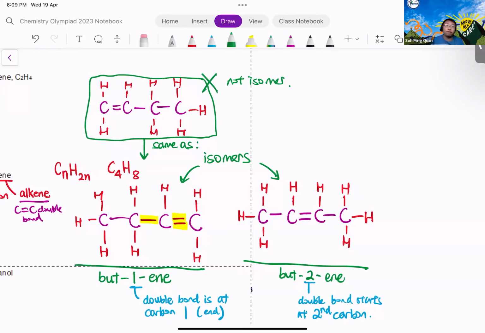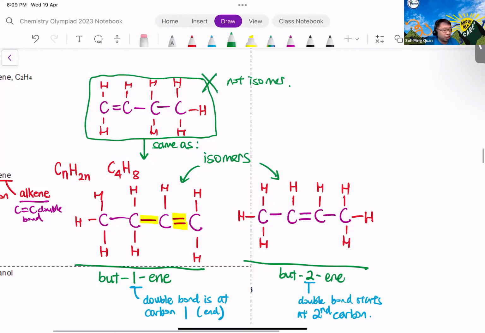Now, will isomers undergo different chemical reactions? That is a difficult question to answer. It depends on the isomers. So in this case, but-1-ene and but-2-ene, can we agree that they are still alkenes? They are still alkenes because they contain the carbon-carbon double bond. They follow CnH2n general formula. So but-1-ene and but-2-ene, they have the same functional group. They are in the same homologous series. Therefore, but-1-ene and but-2-ene should have similar chemical properties. Okay? So they have similar chemical properties because they have the same functional group, despite being isomers.